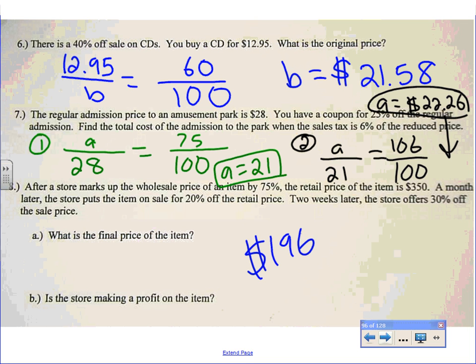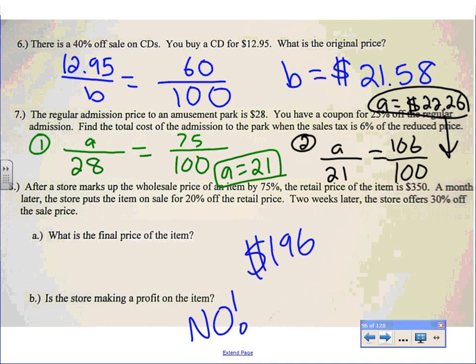So letter B, and this is a good question. Is the store making a profit on this item? Why or why not? Greta. Good. Why? Awesome. The wholesale price is $200. That is what they purchased this item for. So they purchased the item for $200 after all of their discounts and after all the information that they gave you.